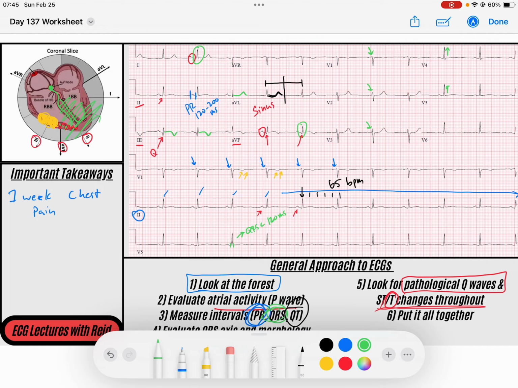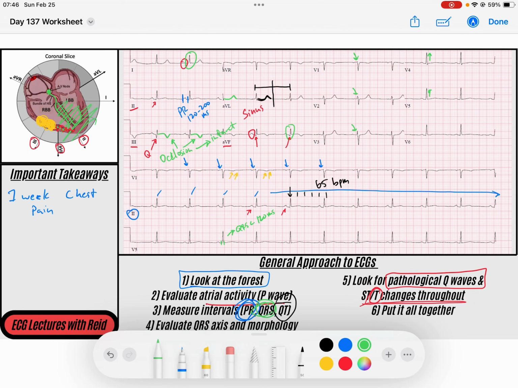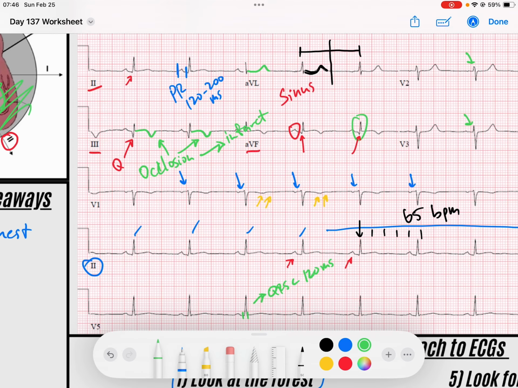And so this pattern that you're seeing with the terminal T wave inversion is very characteristic of an occlusion that is kind of progressing through the infarct. So what does that mean, right? We know that initially we get an occlusion. What do we get? We get ST segment elevation. And then as things start to progress, that T wave starts to terminally invert.